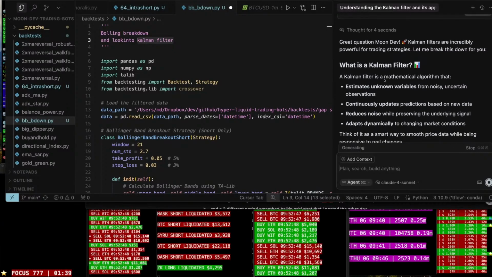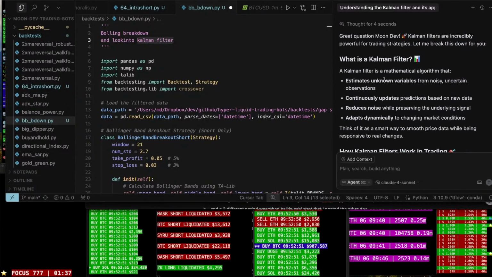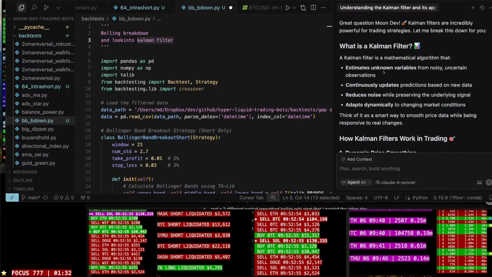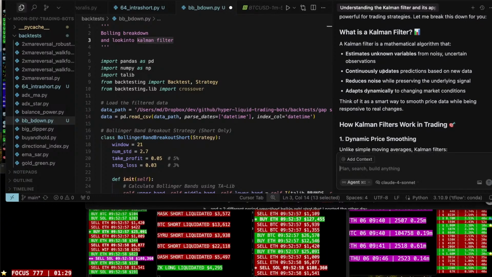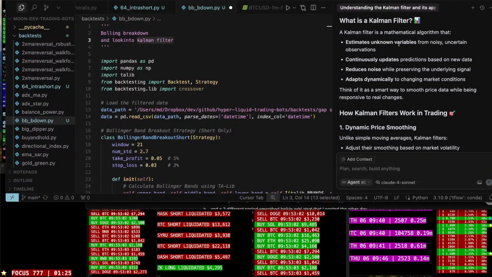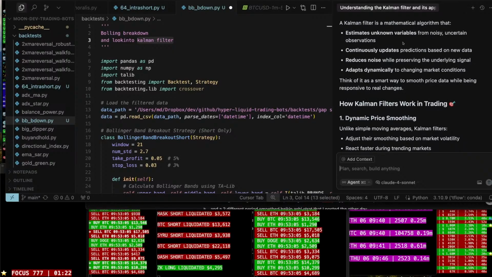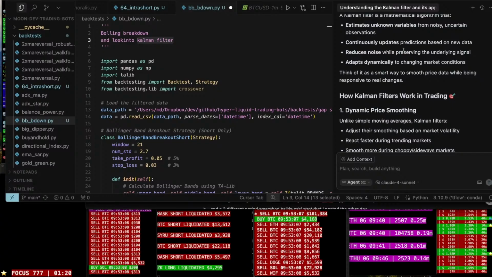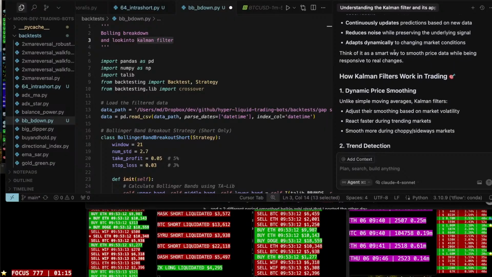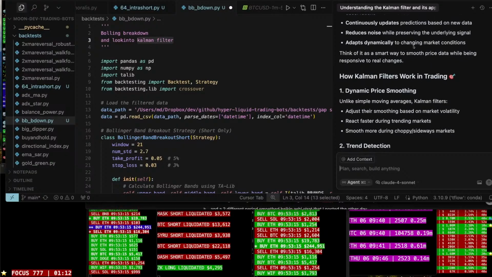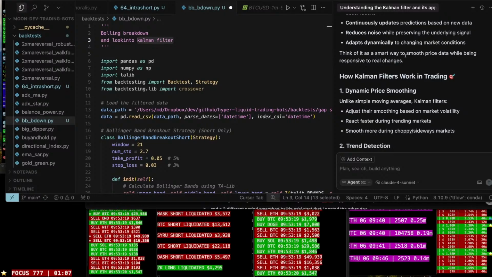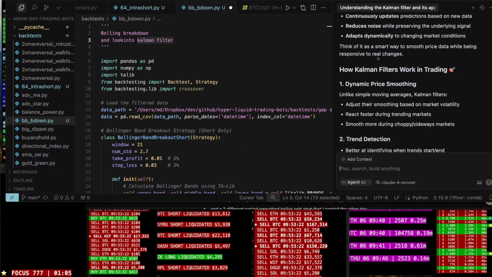Great question. Kalman filters are incredibly powerful for trading strategies. Let me break this down for you. What is a Kalman filter? A Kalman filter is a mathematical algorithm that estimates unknown variables from noisy, uncertain observations, continuously updates predictions based on new data, reduces noise while preserving the underlying signal, and adapts dynamically to changing market conditions. Think of it as a smart way to smooth price data while being responsive to real changes.